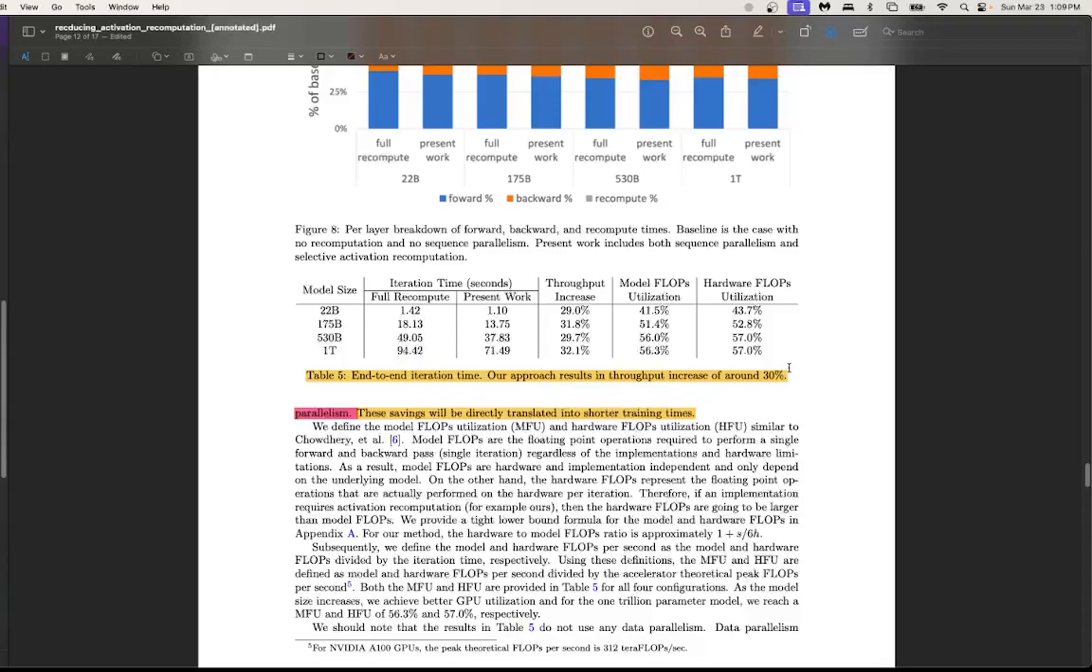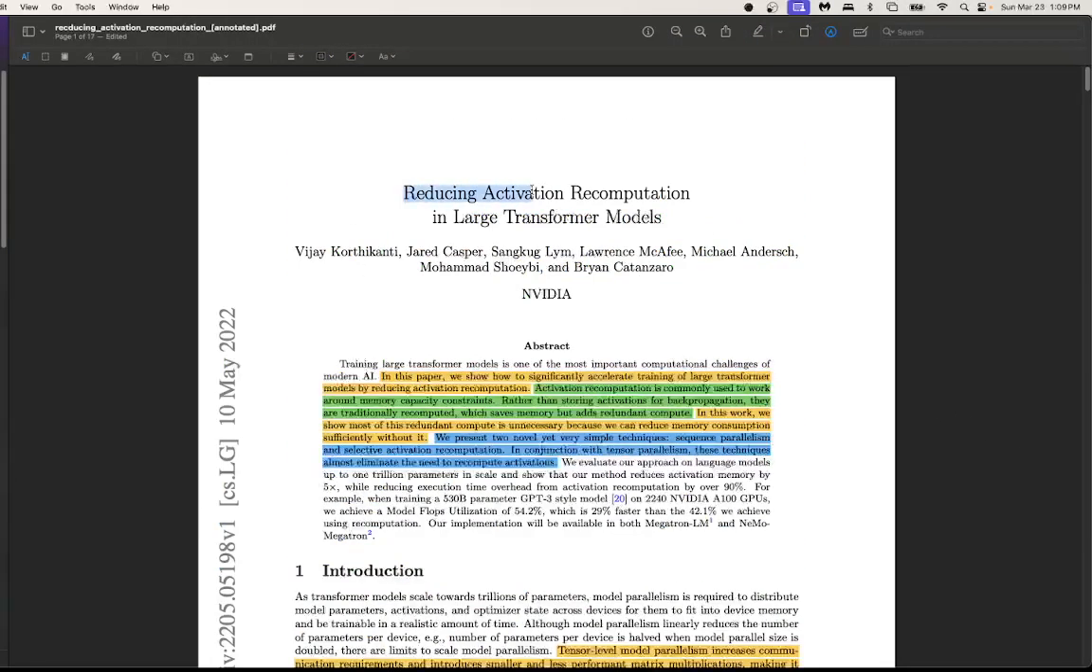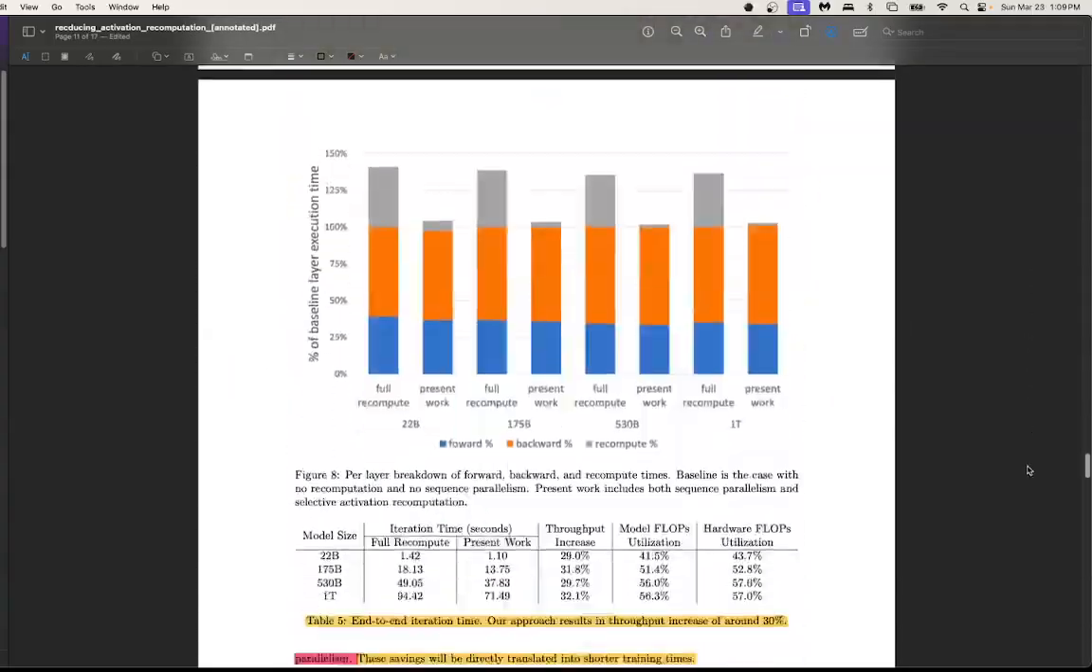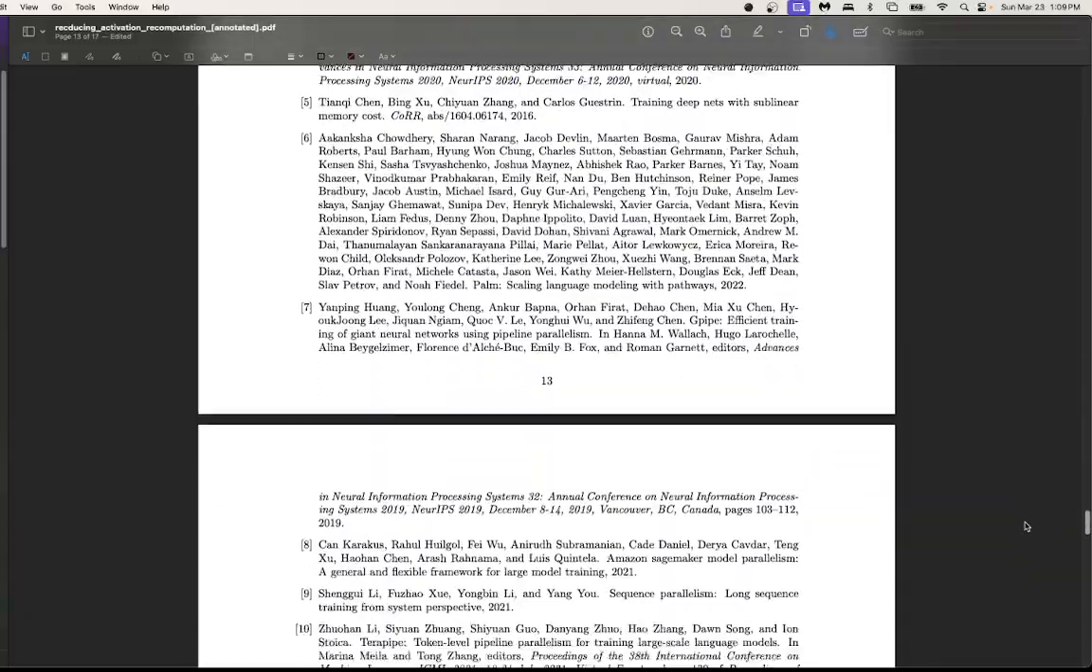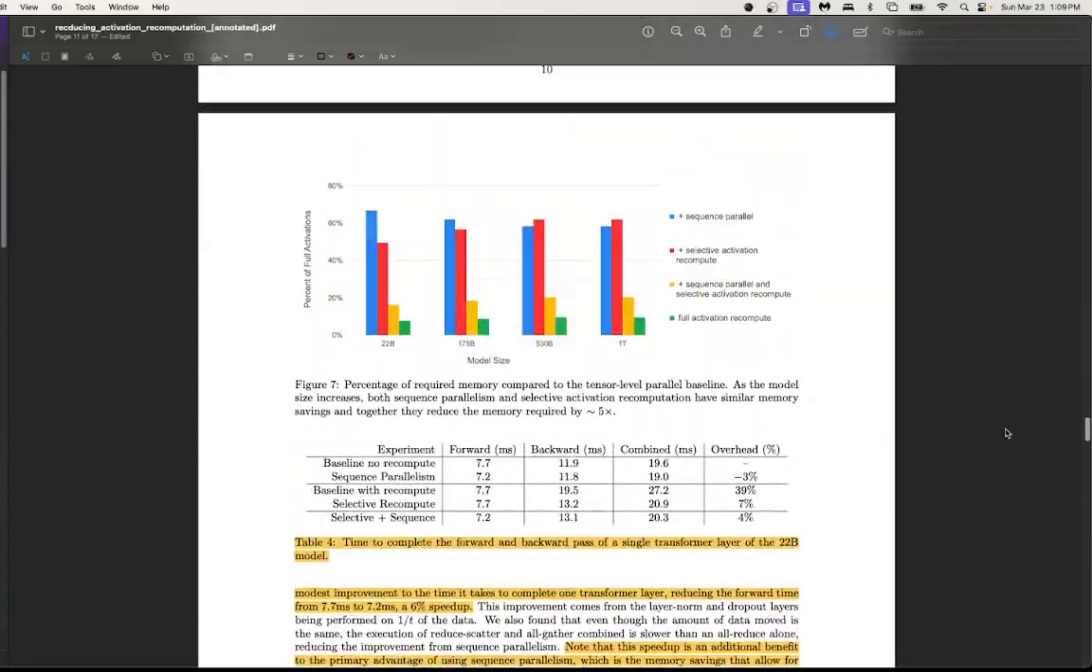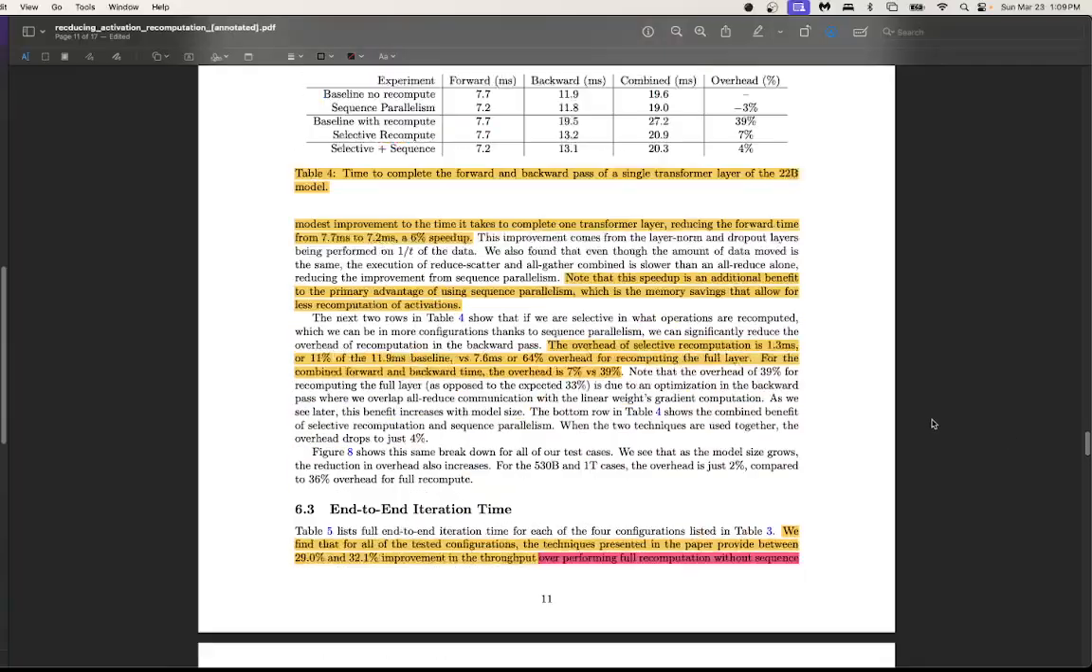Either you do full recompute, so that means to save the memory to fit the model, they would have to do full recompute. So that's why they're using that as a baseline. Exactly. And that's why the title of the paper ended up being Reducing Activation Recomputation in Large Models. Because in these large models, they had to do full AC and pay this 39% computational overhead and slow down training. And so they're like, is there a way to do this more intelligently?